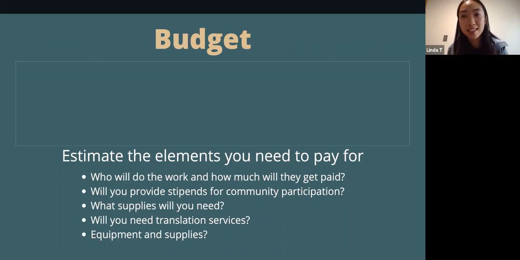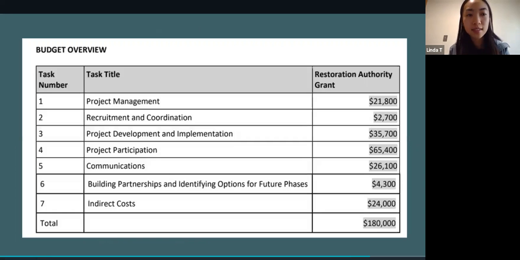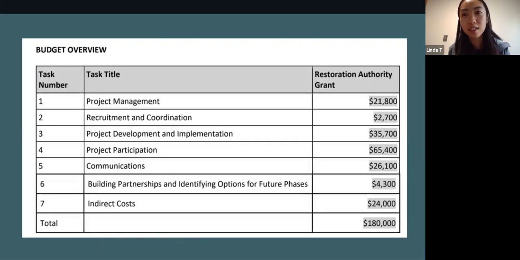And then budget, that's a whole separate beast that you have to think about. Who's going to be working on this, and how much will they get paid? Are you going to provide stipends for community participation? More and more agencies are realizing that's really important. What supplies would you need? Would you need translation services, etc.?